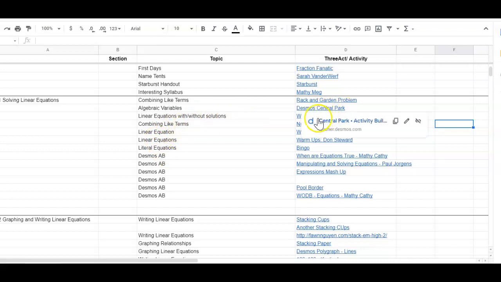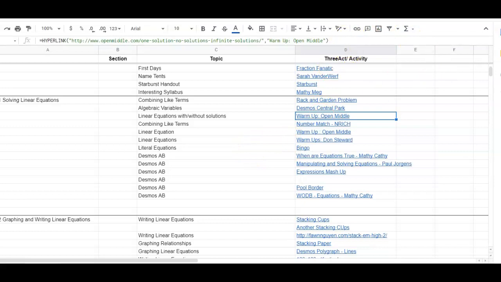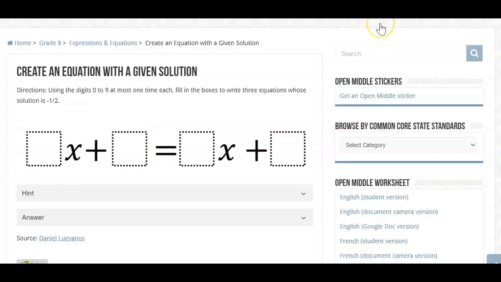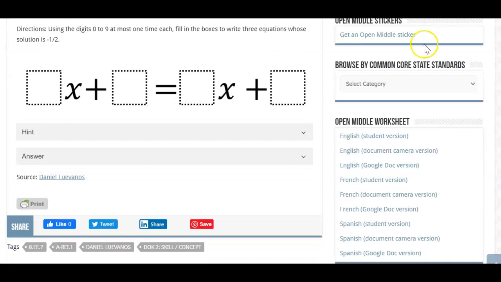Oh, there was one I want to do. This one here. Is this the right one? That one's the harder one. Let me just find it. Okay, so here is another one that is really good, and this is Open Middle. Again, it's listed on there. They're going to use the numbers 0 to 9, at most once each. Fill in the boxes to write 3 equations whose sum is -1/2. Again, higher level thinking than just giving them the problem to do on their own.